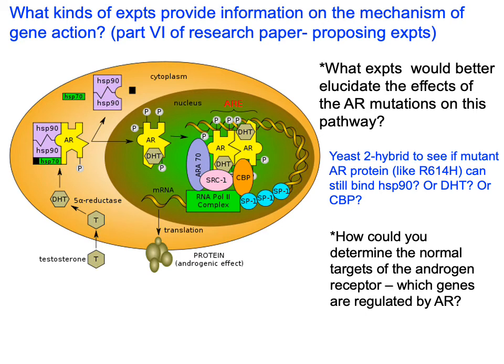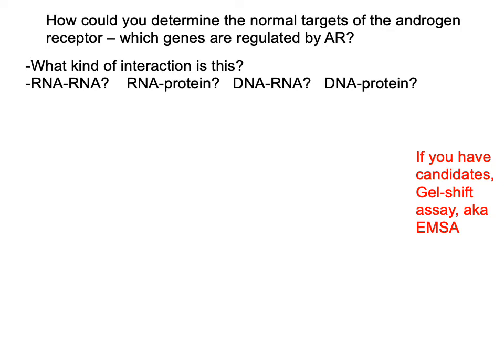So I'm going to tell you about two new methods we haven't talked about before in order to address this kind of question. The first thing we want to know is what kind of interaction are we talking about? Is it an RNA-RNA interaction? Is it RNA-protein? Is it DNA-RNA? DNA-protein? What are the macromolecules involved? And in this case, what we're talking about is a DNA-protein interaction. We want to know which DNA is being bound by the androgen receptor protein.